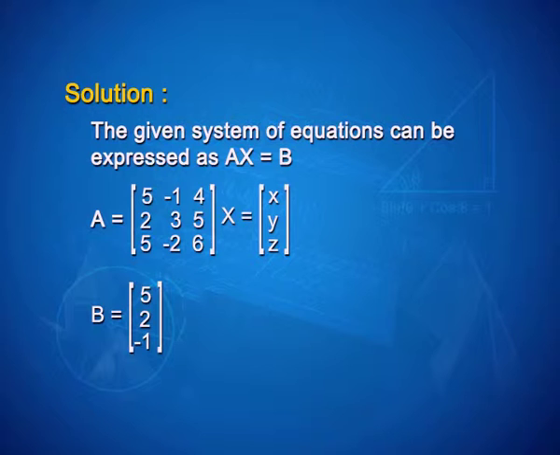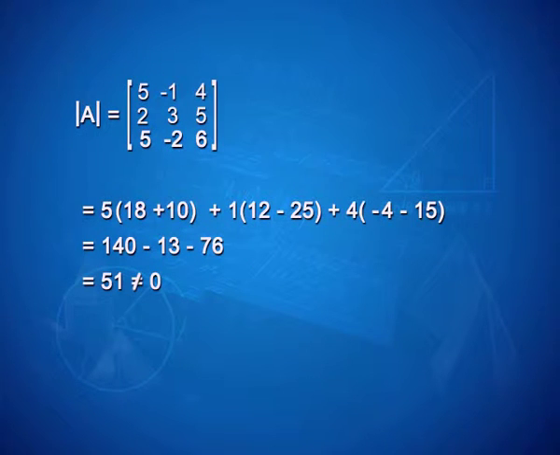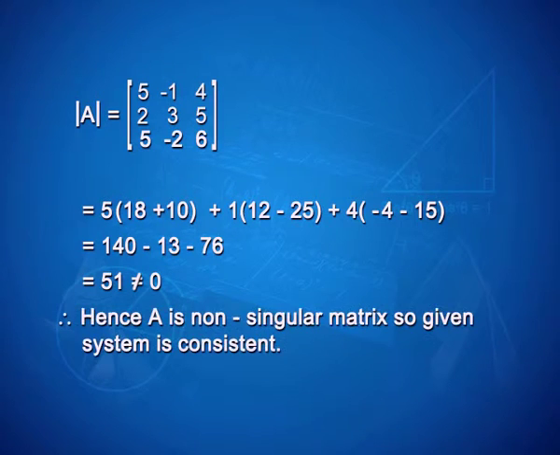On solving this determinant, we have 5 into 18 plus 10, plus 1 into 12 minus 25, plus 4 into minus 4 minus 15. This can be further simplified as 140 minus 13 minus 76, that gives 51, which is not equal to 0. Hence, A is a non-singular matrix, so the given system is consistent.